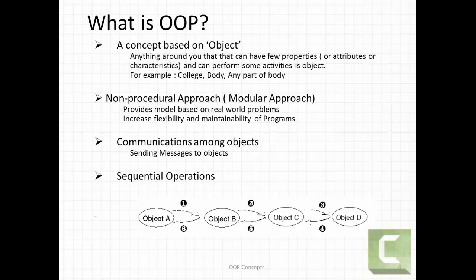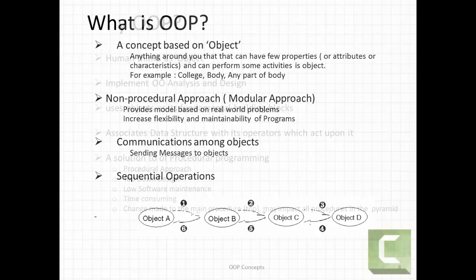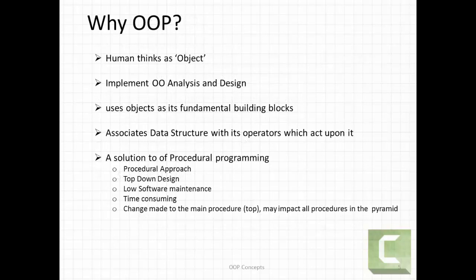So we have seen what an object is here. Let's move to the why of OOP. Sorry, why OOP? Why OOP means: why do we need the object-oriented programming model? Why not something else? Why is it better than other programming models? The first reason is that humans think of everything as an object.